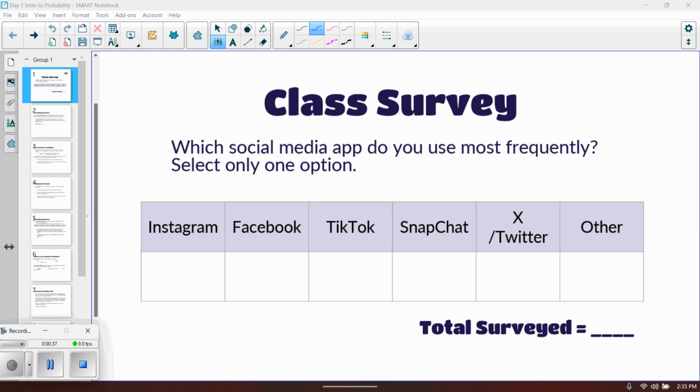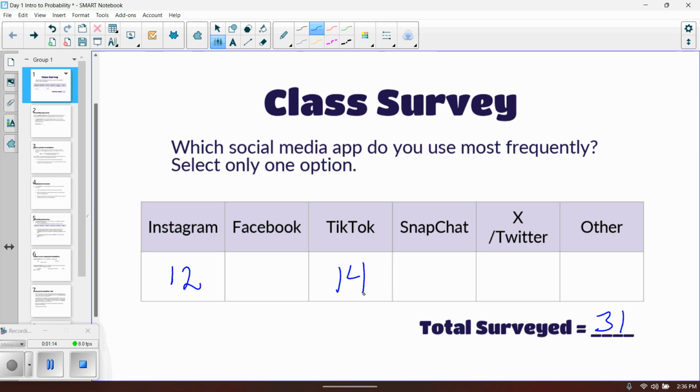But the numbers that we got, there were 30 students, and then I included myself as the 31st student. So we're going to say that we surveyed a total of 31 people for this survey. Of the 31 people in the survey, the number of Instagram users was 12. So we'll write that in there. The number of TikTok users was 14. So those were pretty close.